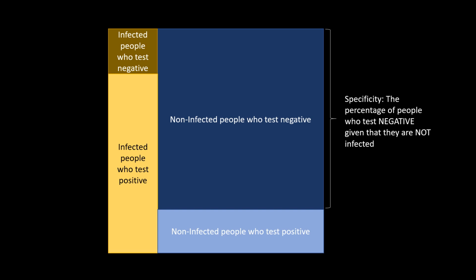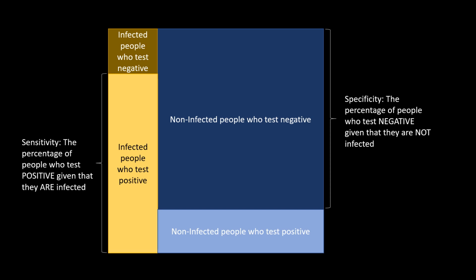Conversely, specificity is the percentage of people who test negative, given that they are not infected. So if you test a population that you know is not infected, there's a certain percentage of those tests which are going to test positive. Those are called false positives. And the rest of those are going to test negative. The proportion of people who test negative, if they are not infected, is going to be much higher than the proportion of people who test positive. That's what you would expect from a good test, once again.